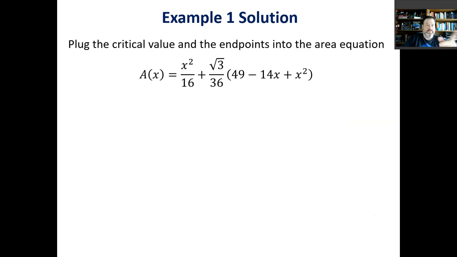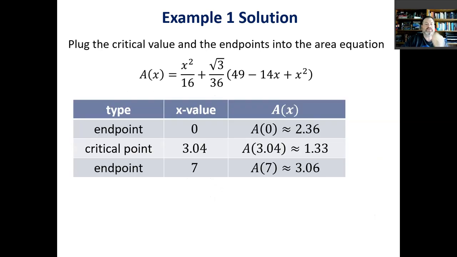So what we do is we plug the critical value and the endpoints into our area equation to find out if we have a maximum or minimum. So here's what we get. When you plug everything in, and again, I just rounded everything. If this were a homework problem and you had to turn in the y values or the A values, they'd have to be exact values. This one's not too bad. If you plug in x equals 0, you just get 49 radical 3 over 36.